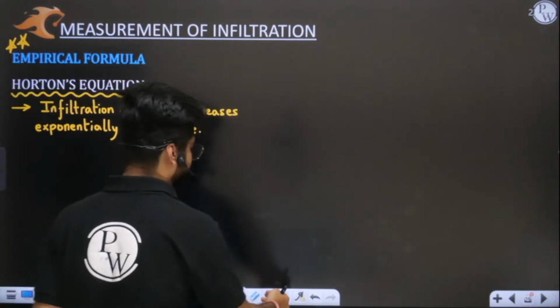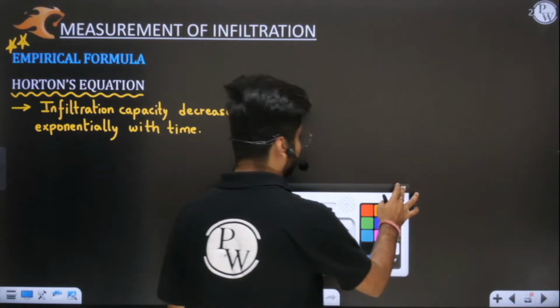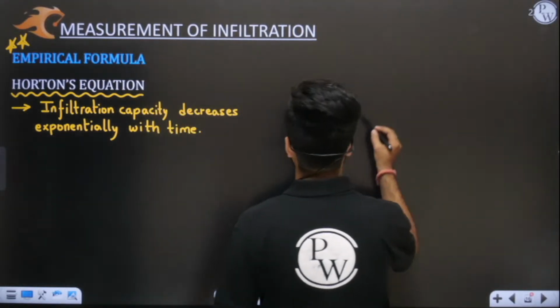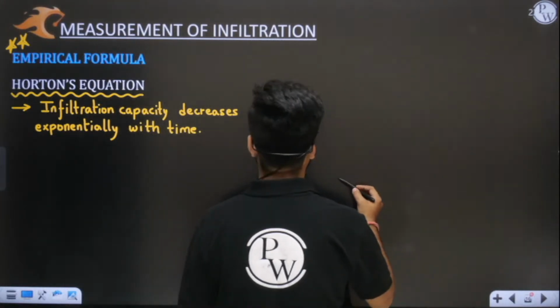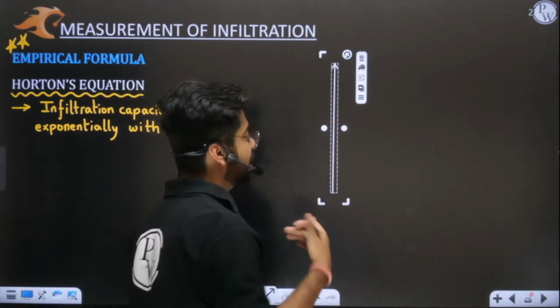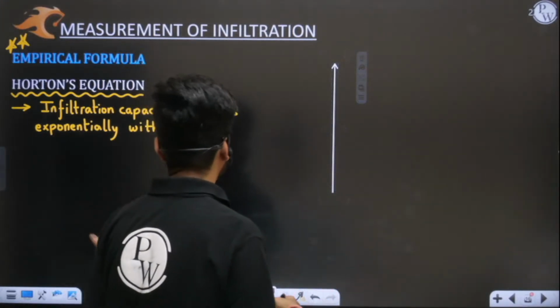Let me show you the graph now. See, this is very important. Please stay focused. This is a very, very important equation. So it's a request that you all stay focused. I will tell you the equation also, but first, let me draw the graph. On the graph, I will show you how this works.